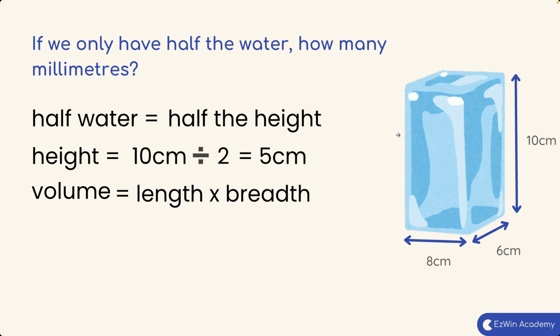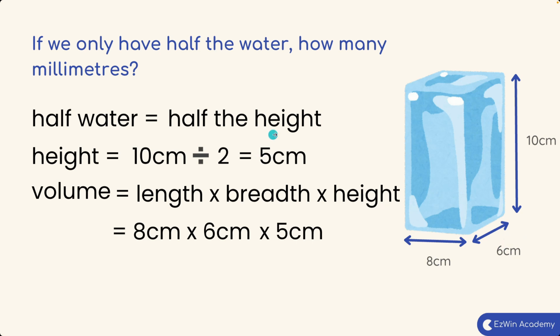Then we can calculate the volume, which is length times breadth times height. So the length times breadth is 8 centimeters times 6 centimeters. And our height is the 5 centimeters because only half the water is being added into this little cuboid. And the answer is 240 centimeter cube. Now we convert it to milliliters, which is 240 milliliters.